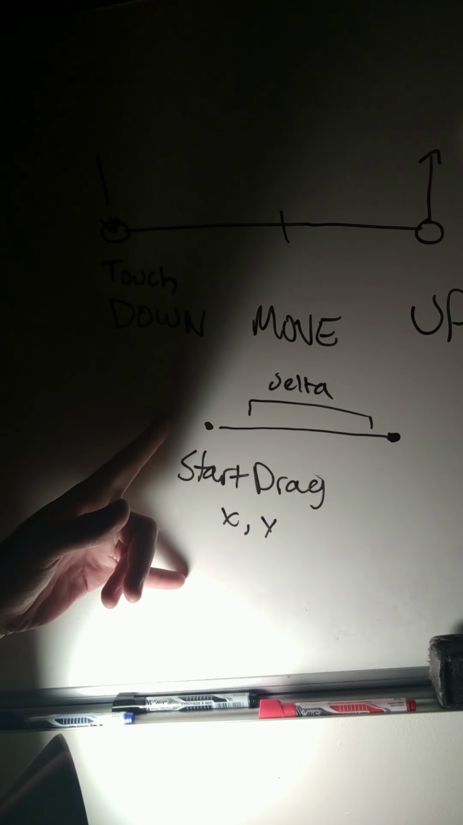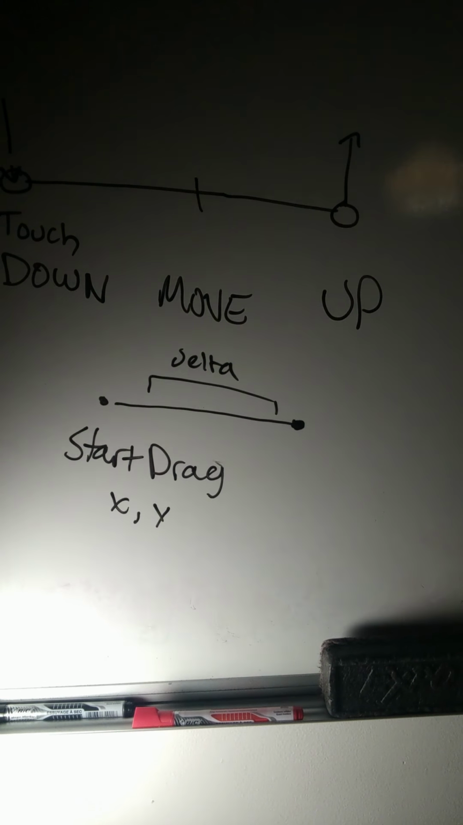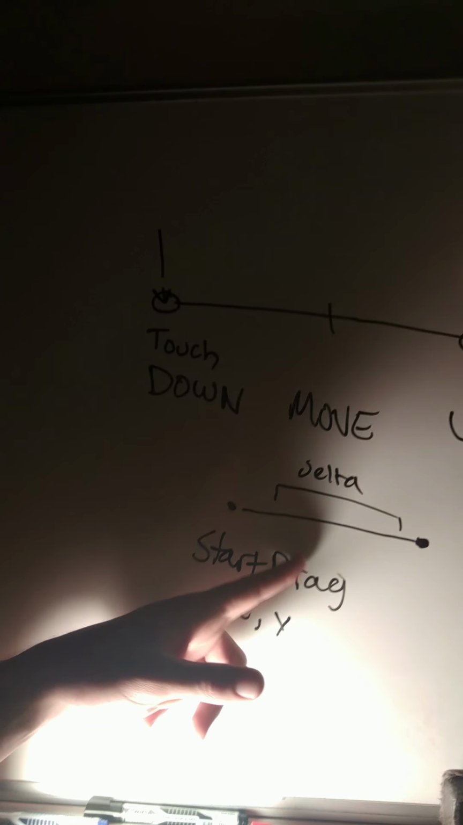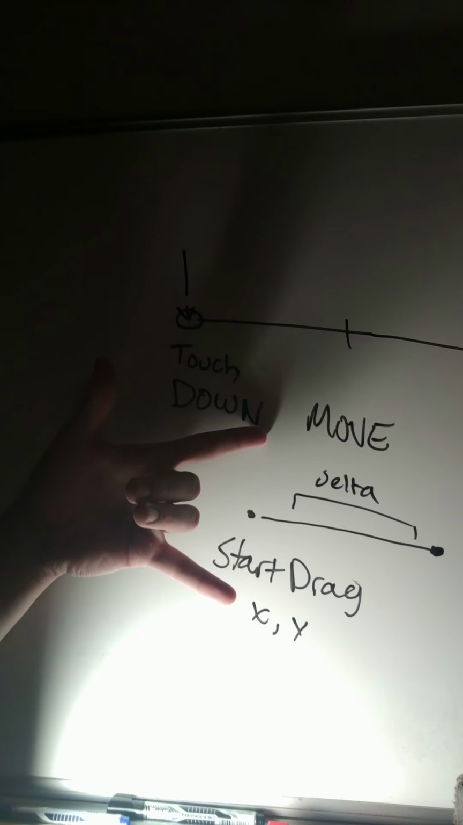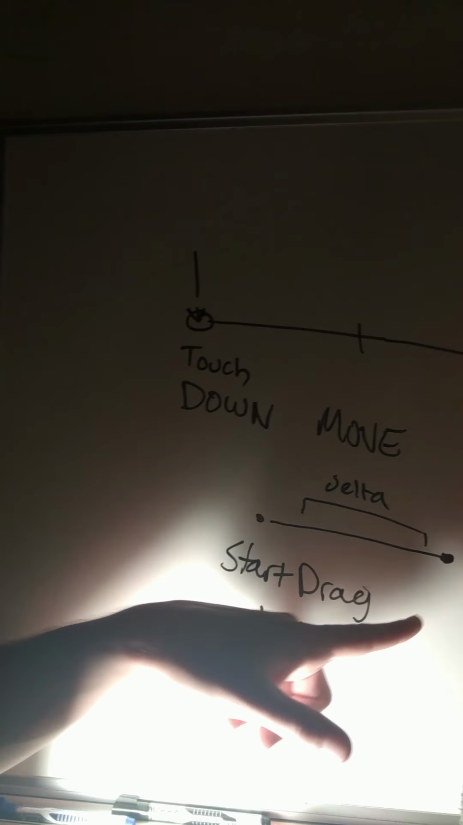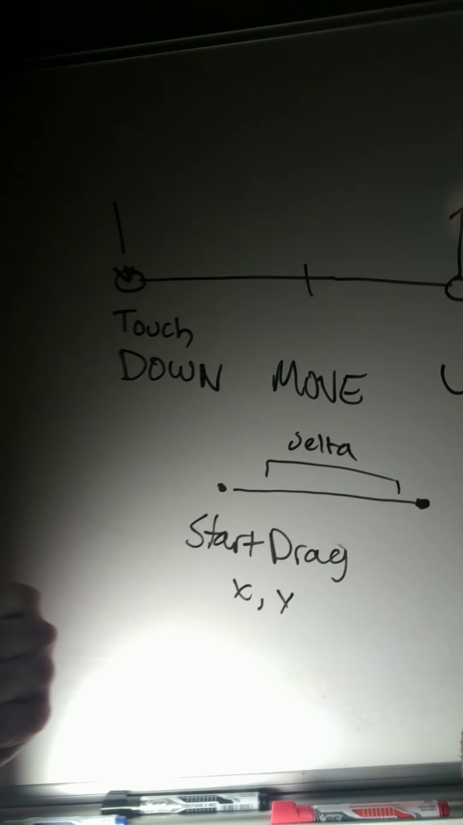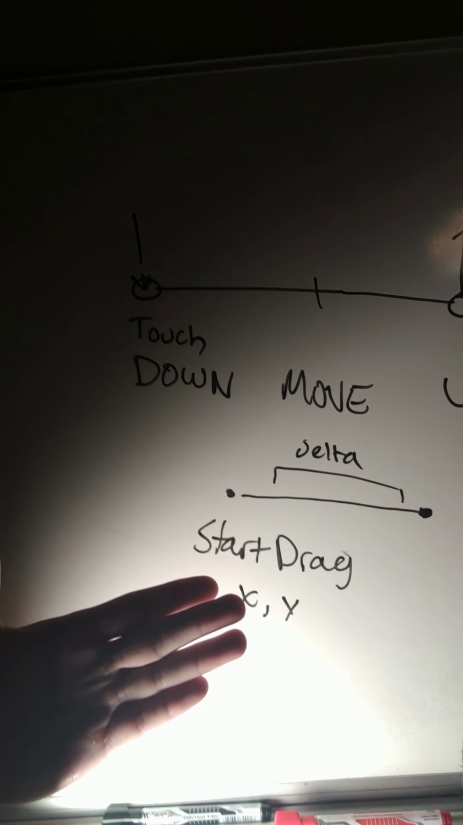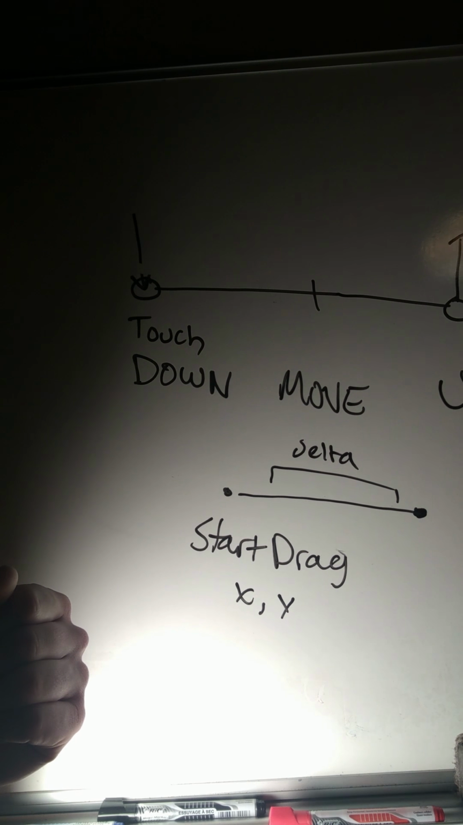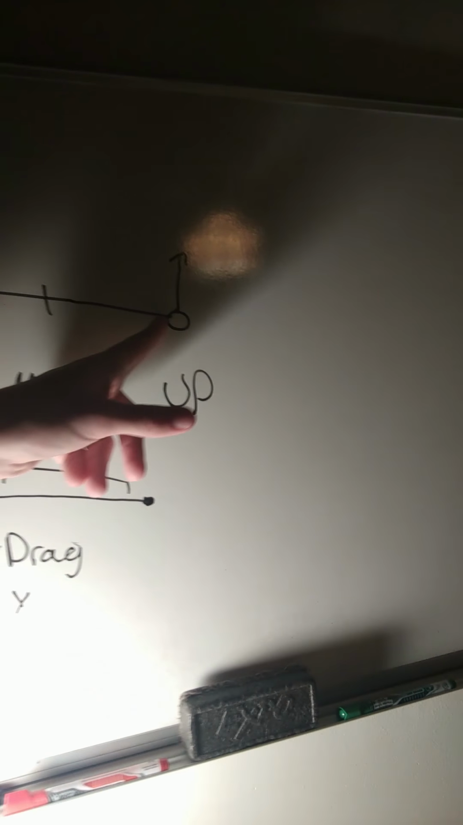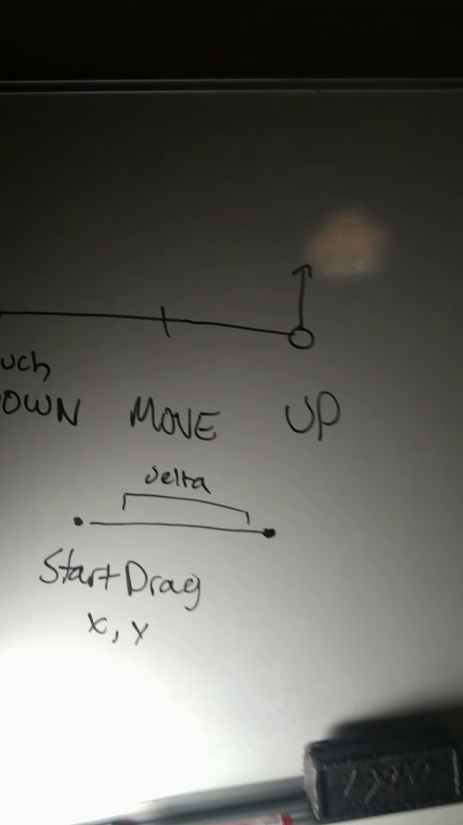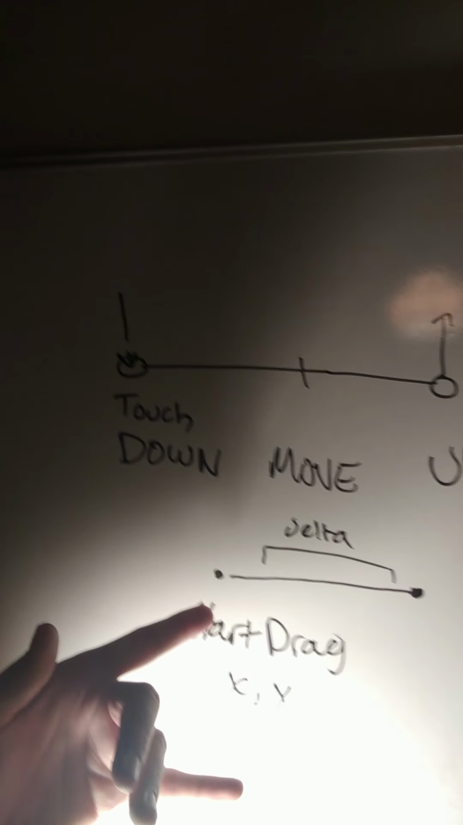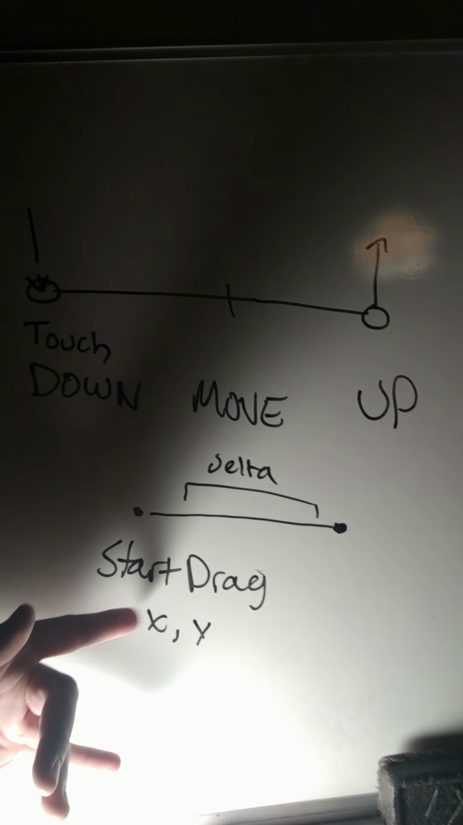When the down event fires, it sets your start drag X and Y, and then as you move your finger, whenever the move event fires, it has a new X and Y, so you can calculate the delta between where you started and where you are. The camera reports this out as its actual X and Y, whereas internally it hasn't changed it yet. And then when the up event fires, it actually sets the new X and Y to be the old one plus the delta.